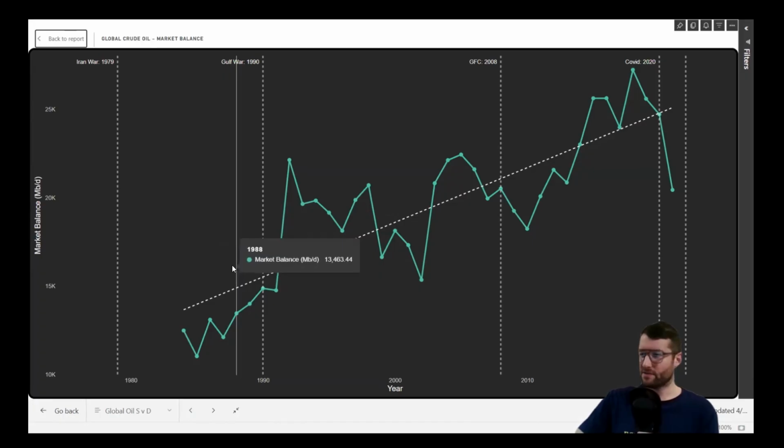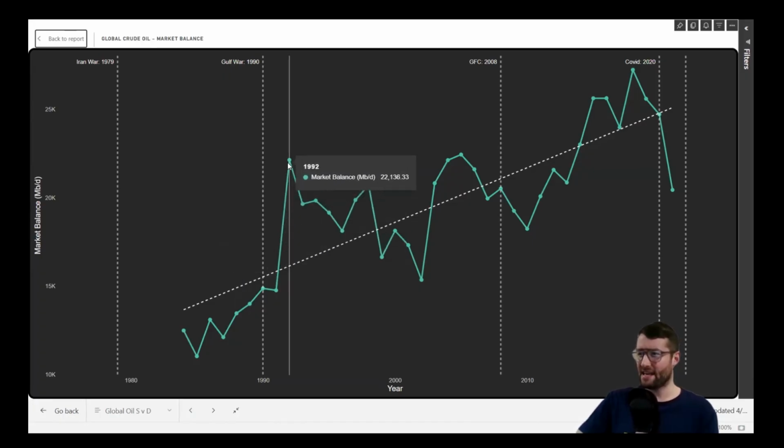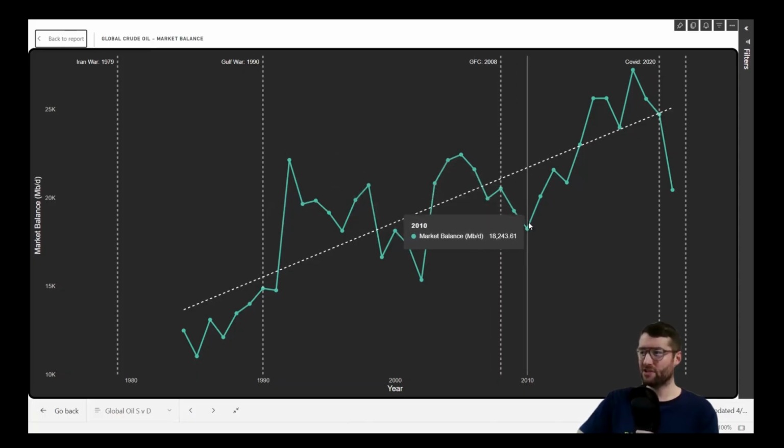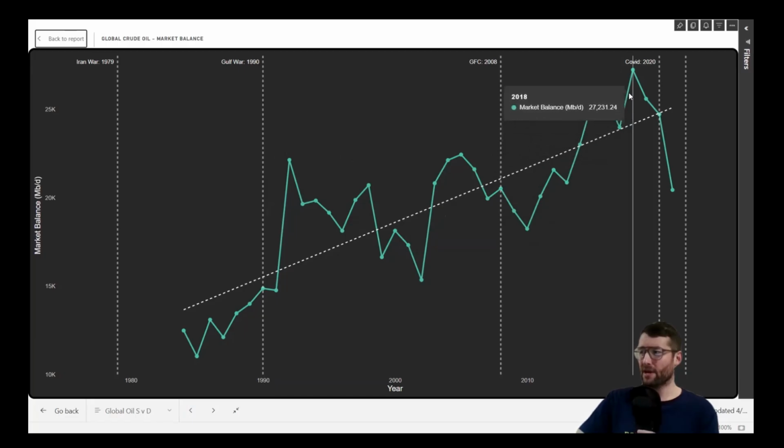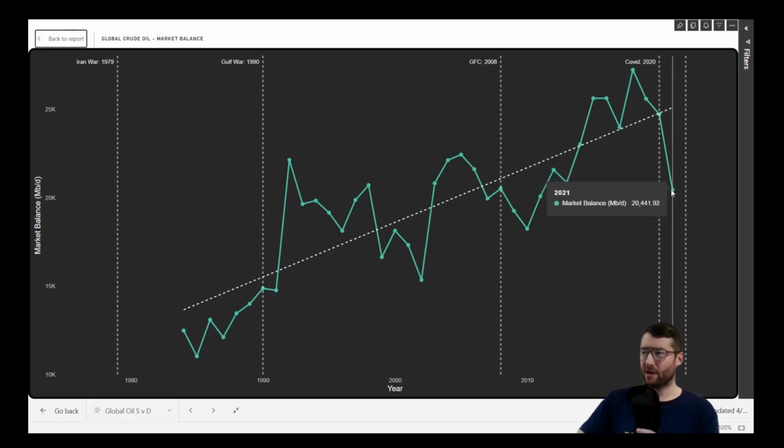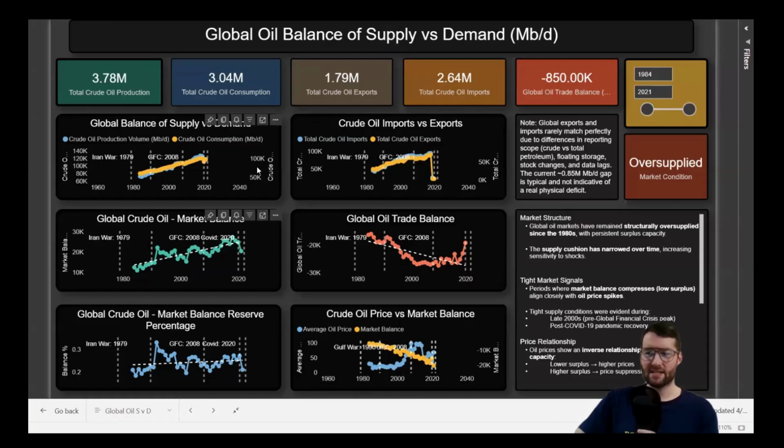We can see here the high years of the surplus. 1992 was really high, post Gulf War. A little drop for the GFC, and then after the GFC it went down again. Pre-COVID in 2018 was quite high again, and then we see another drop in 2021 before moving into the war in Ukraine. That's an interesting little trend.